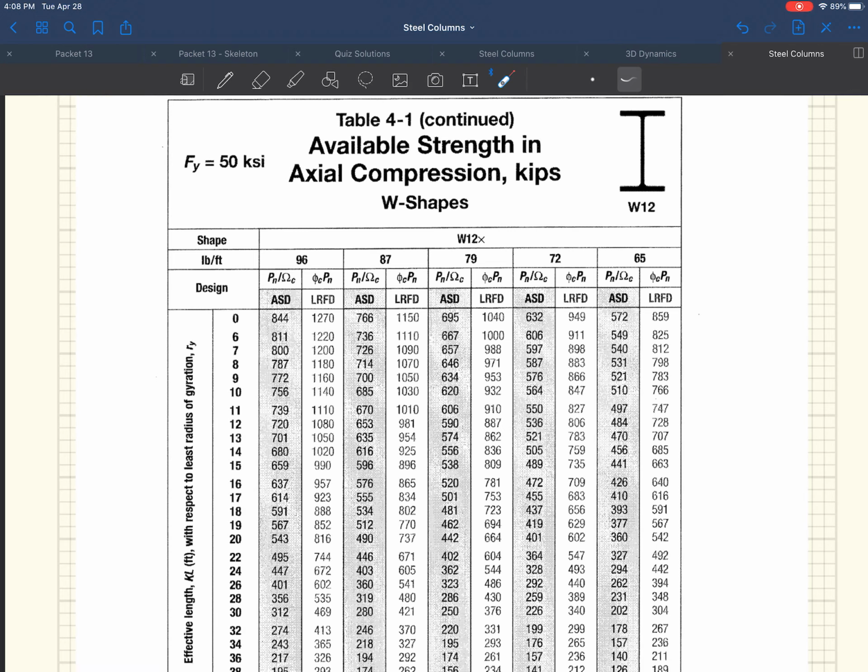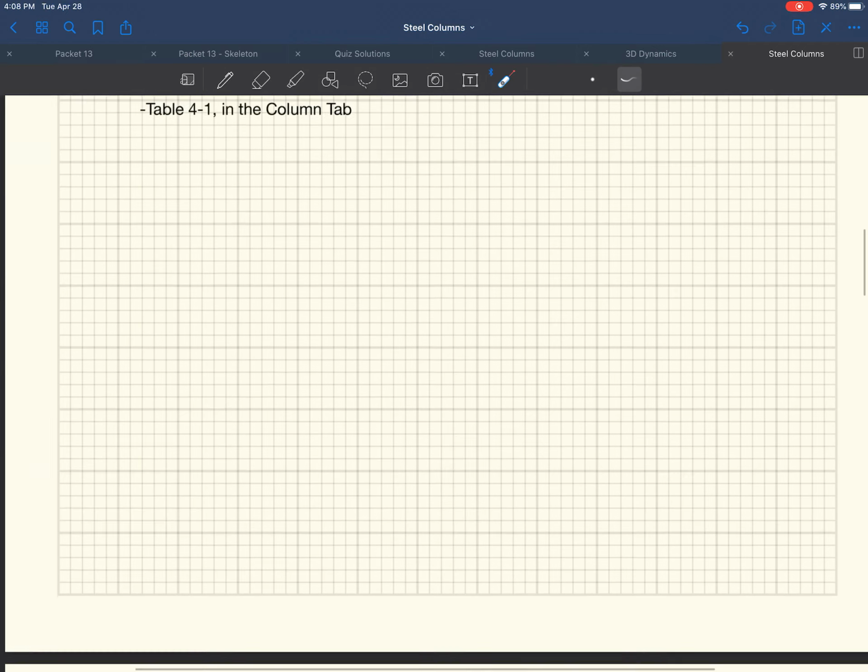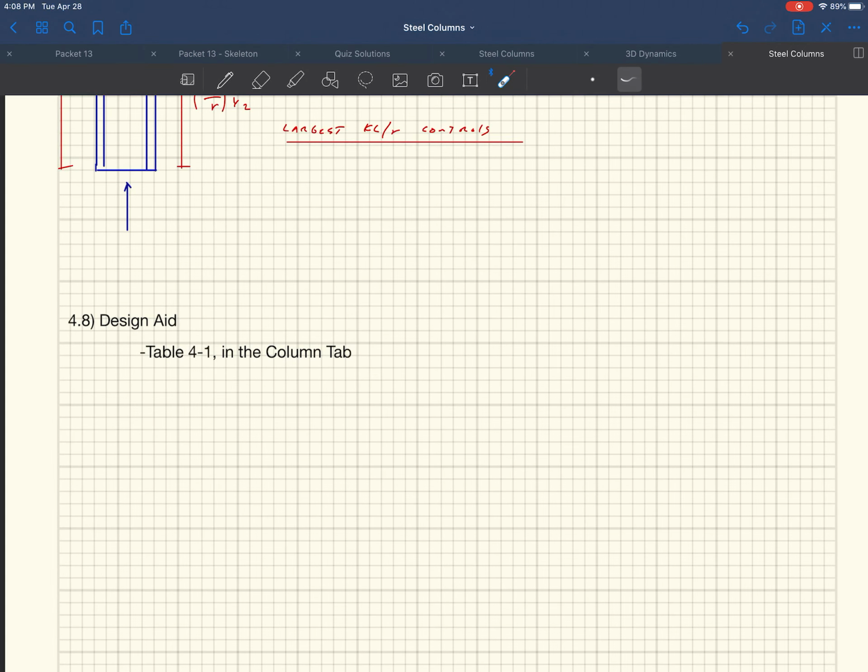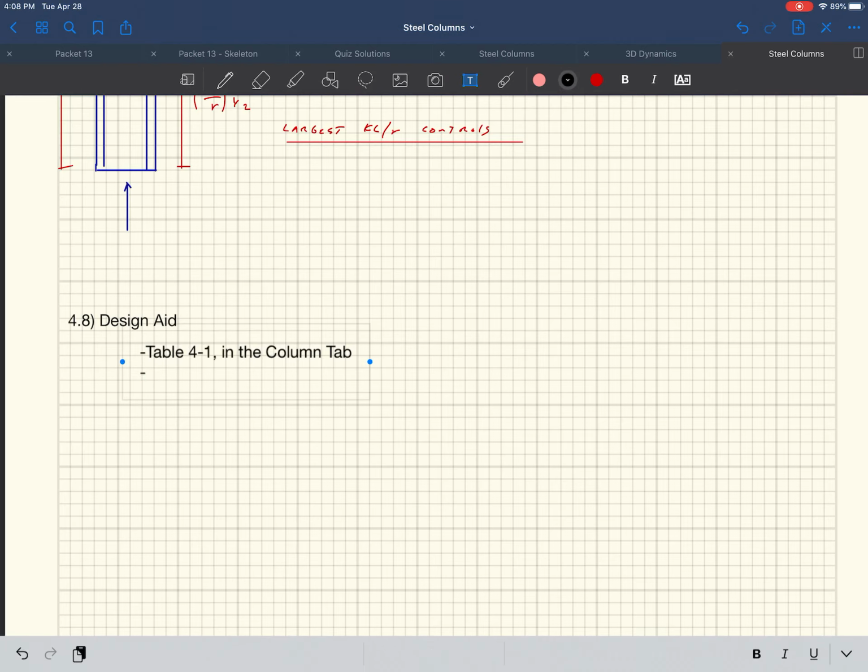And so what they've done is they've come up with a method so that you could still use this table, but use it with the rx values instead. You can use this weak axis buckling table to help you design for the strong axis. And that's what we're going to cover next: how do we go about doing this. So Table 4-1 in the column tab, just to formalize that thought, assumes weak axis buckling, which is the y-axis.